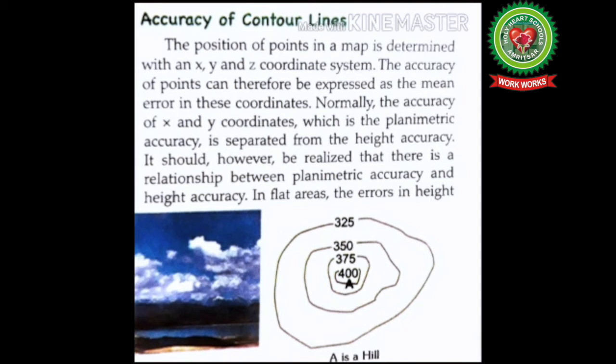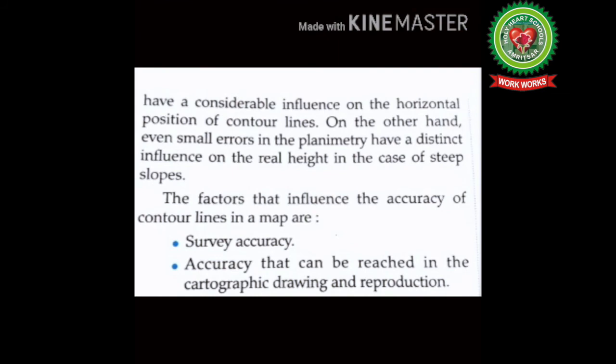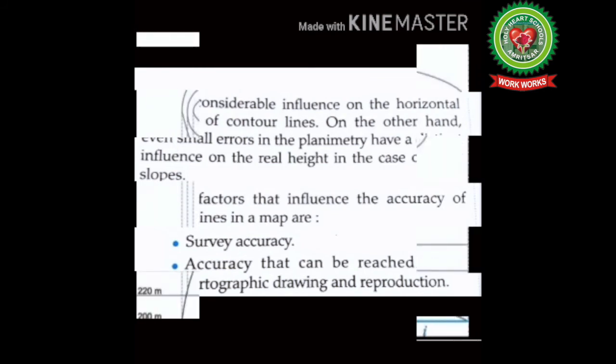In flat areas, the error in height has a considerable influence on the horizontal position of the contour line. On the other hand, even small errors in the planimetric position have a distinct influence on the real heights in the case of steep slopes. The factors that influence the accuracy of contour lines in a map are survey accuracy, accuracy that can be reached in the cartographic drawing, and reproduction.